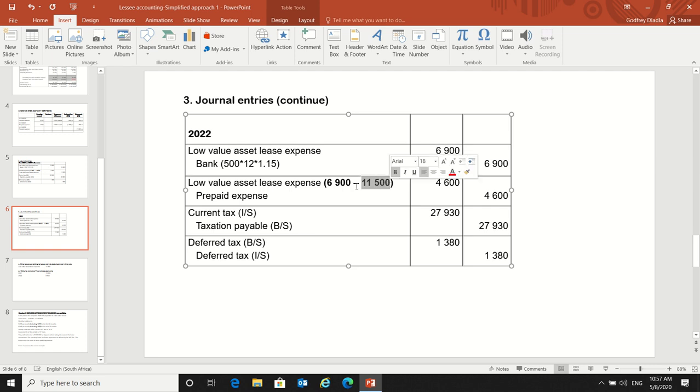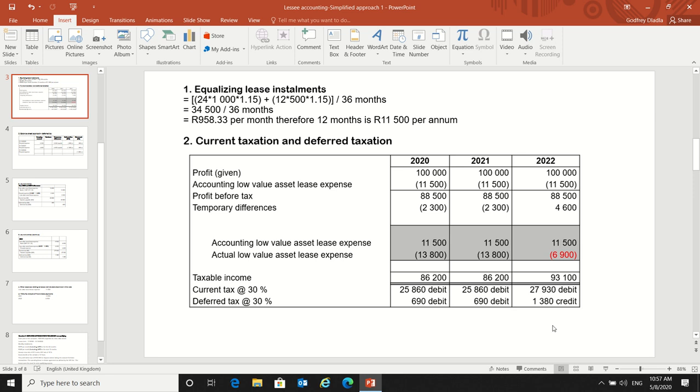Your standard is 11.5, but you've actually paid this much. You've underpaid in this case. Okay, so you've underpaid by 4.6. 4.6 plus 6.9 will take you to 11,500. You're cancelling the prepaid expense as a credit balance, right? Then you've got your tax and a deferred tax that emanates from this slide here, these two here, right?